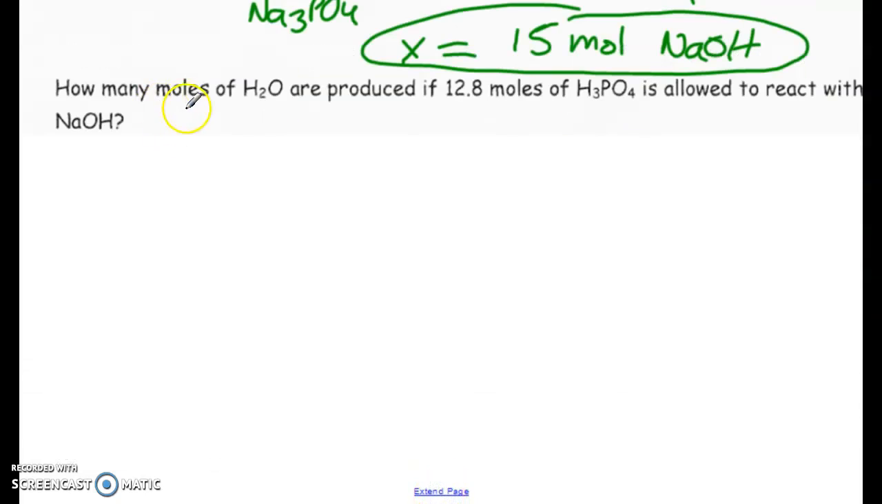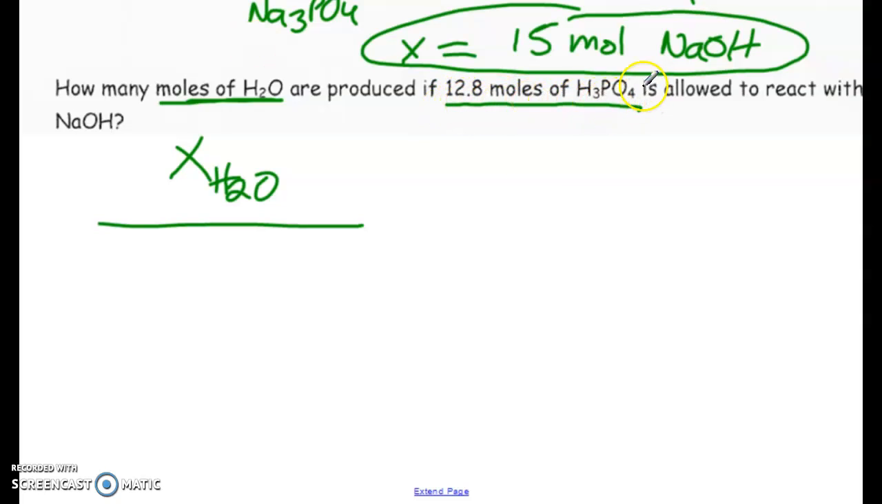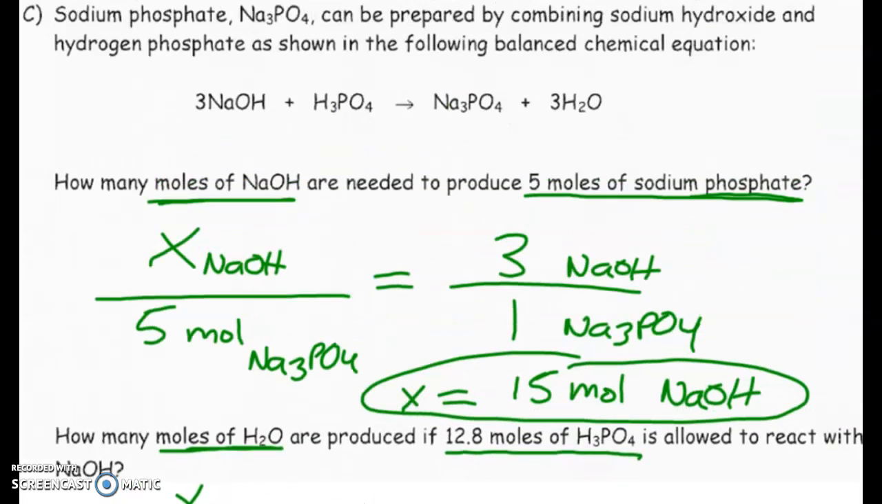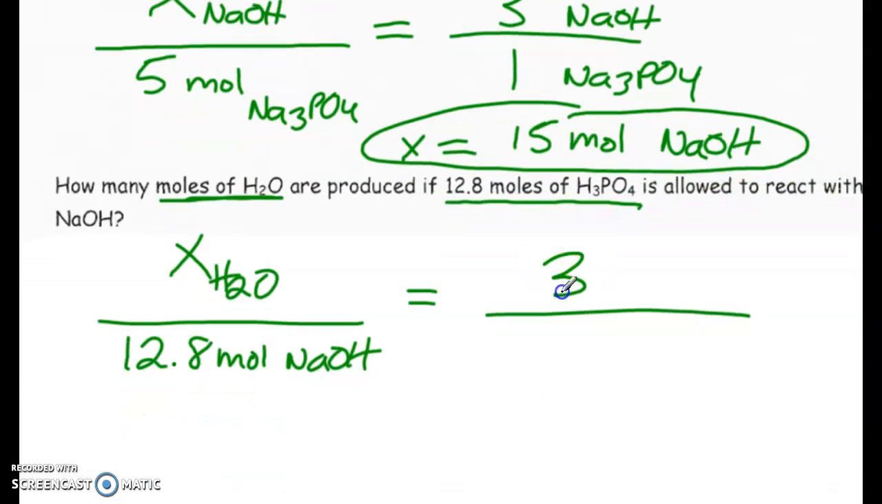So over here we have how many moles of water, so we want to know moles of water, are produced if 12.8 moles of phosphoric acid are allowed to react with NaOH. So we have 12.8 moles of NaOH. Okay, so we're going to look at our ratio. So we have 3 water and 1 phosphoric acid. So we're going to have 3 water.